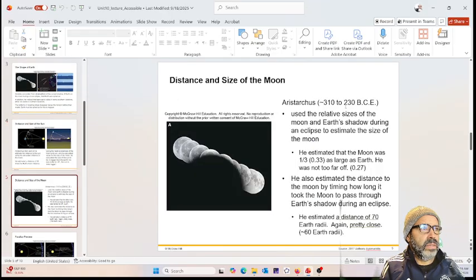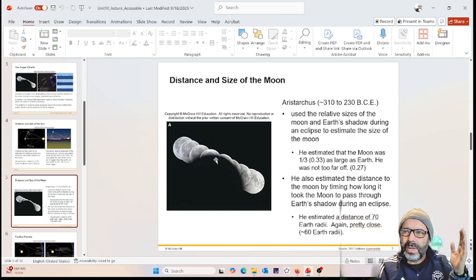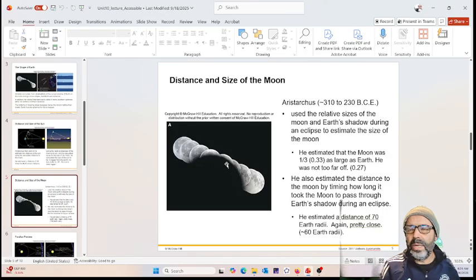Aristarchus, who lived about 3 centuries before the current era, estimated based on how the moon moves behind the shadow of the Earth during a lunar eclipse. He estimated the size of the moon to be about a third of the size of the Earth, and that's not far off. Actually, that's a good estimate. And then he also estimated the time it takes, up to 5 hours, for a lunar eclipse.